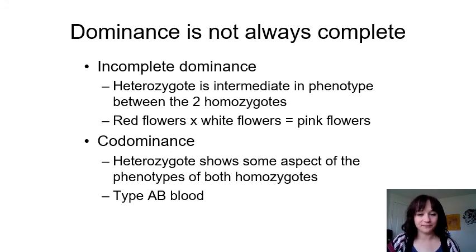Another example is codominance. So in this case, the heterozygote shows some aspect of both traits, both alleles, such as type AB blood. It's not like there's a dominant allele that wins out over the other.